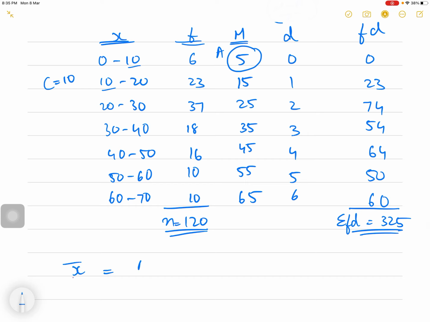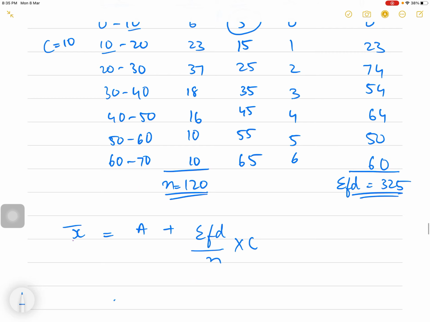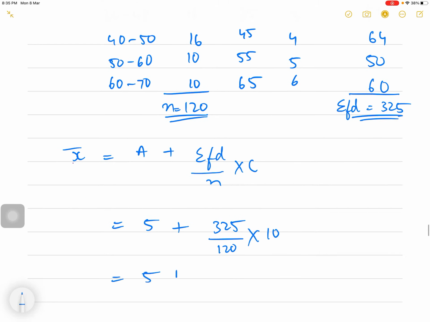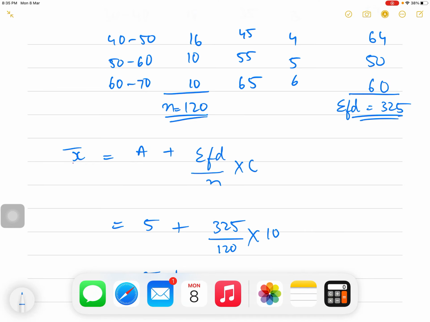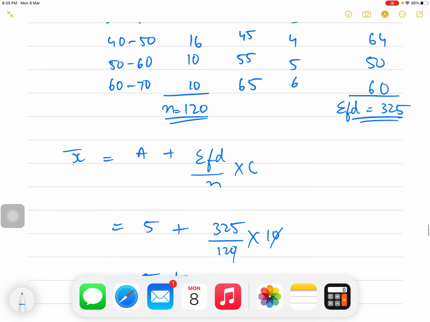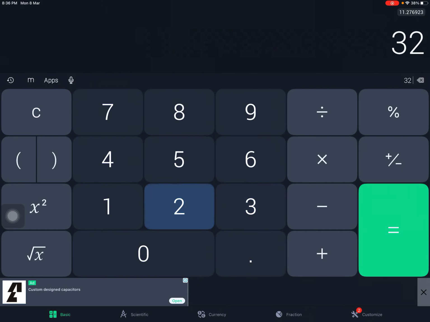X bar is equal to A plus summation FD upon N into C. My A will be 5 plus summation FD is 325 divided by 120 into C. C is 10. So 5 plus, I can just cancel 0, 0. 325 divided by 12.